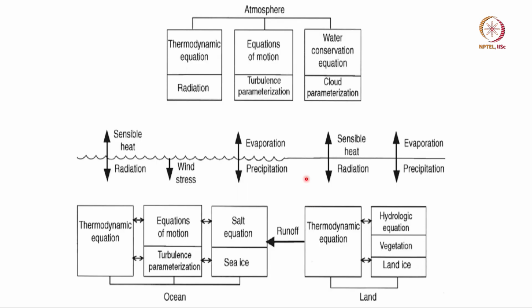Now to show it in another way, you have the atmosphere in which you have equations of thermodynamics and radiation, equations of motion, Newton's laws. You have to take care of turbulence, which is pretty complicated, so you approximate it; it's called parameterization. And you have to worry about water being converted from vapor to liquid to ice and becoming cloud. This is a part, as I mentioned earlier, that is not well represented because clouds are very small, so you have to approximate it; it's called parameterization.